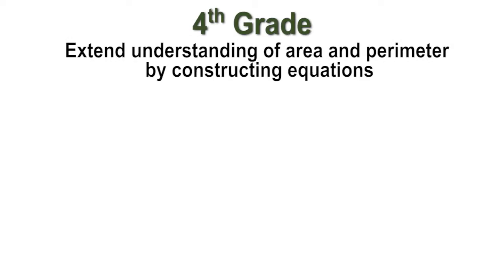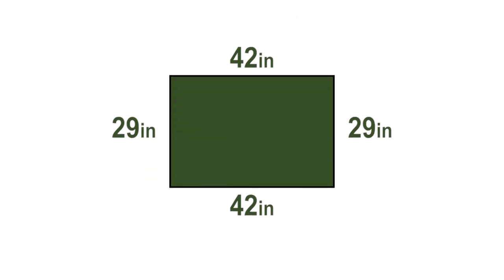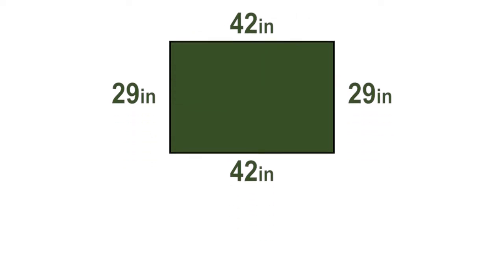Fourth graders extend their understanding of these attributes by constructing an equation to represent a given situation for area and perimeter. Let's use this rectangle to create a situation equation. Perimeter is the distance around this shape. The opposite sides of rectangles have equal lengths, so the side opposite 42 inches is also 42 inches, and the side opposite 29 inches is also 29 inches.